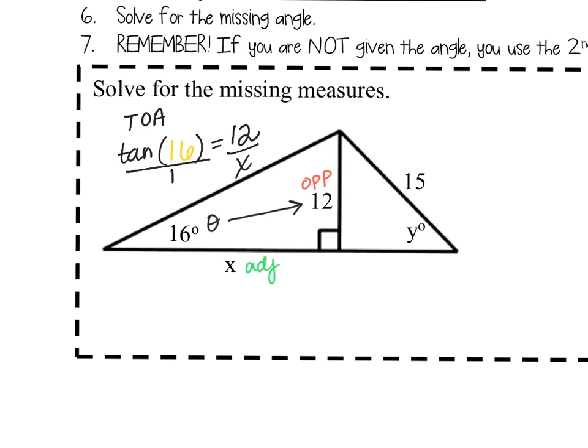Now I can actually do cross products. I can do 12 times 1, which is 12, and then x times, I'll put a little dot there for times, tangent of 16 degrees. If I want to solve for x, that means I need to divide by tangent of 16 degrees on both sides, and so those will cancel.